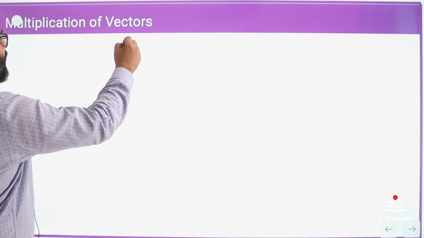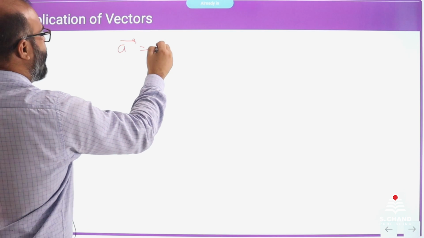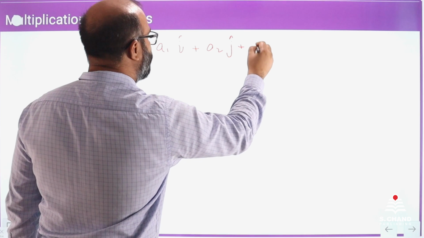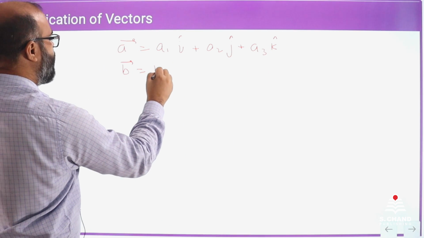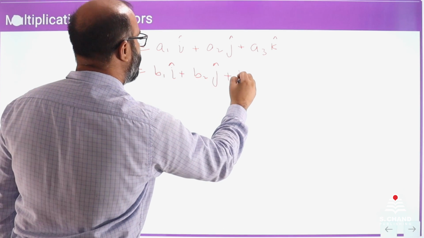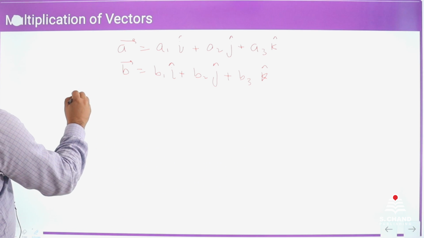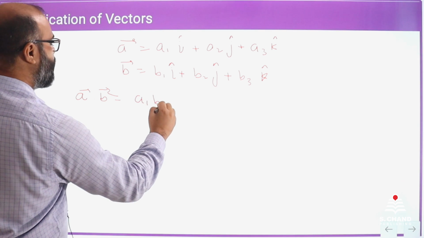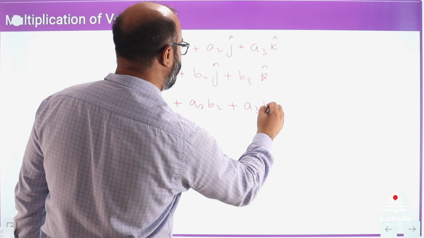So if we have a vector A with components A1 i cap plus A2 j cap plus A3 k cap, and B is a vector with components B1 i cap plus B2 j cap plus B3 k cap, then we take A dot B, which will become A1 B1 plus A2 B2 plus A3 B3.